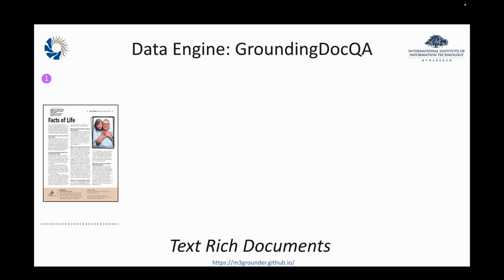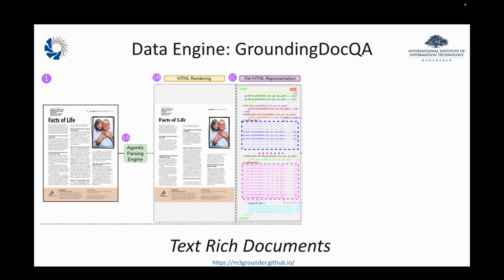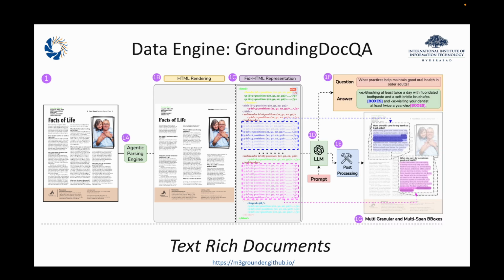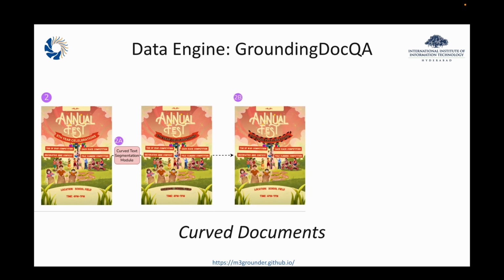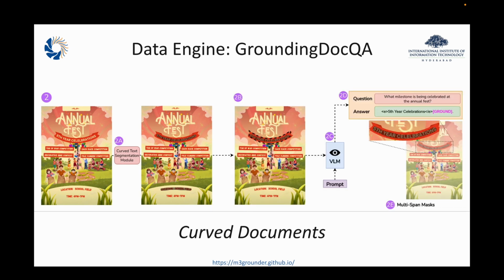The data engine for grounding doc-QA has 3 different components, one for text-rich documents. In the text-rich document space, we pass the text-rich document through an agentic parsing pipeline, which produces something called the fit HTML representation. This representation is then fed through the LLM, and the IDs are mapped back to individual boxes, which after post-processing yield high-quality masks that do not have any hallucinations for the coordinates. For the curved text documents, the data engine detects curved text segmentations, and these are then given as prompts to the vision language model, and a question answer is generated on the basis of that.